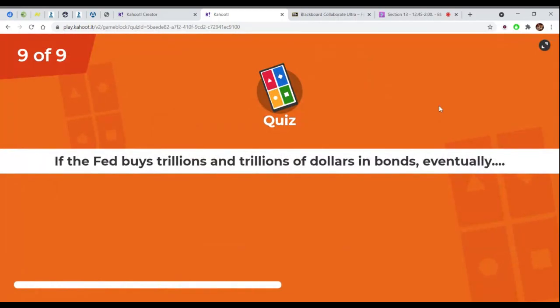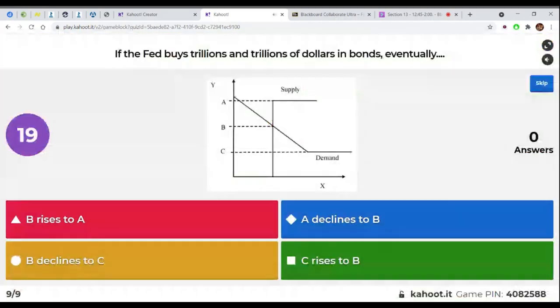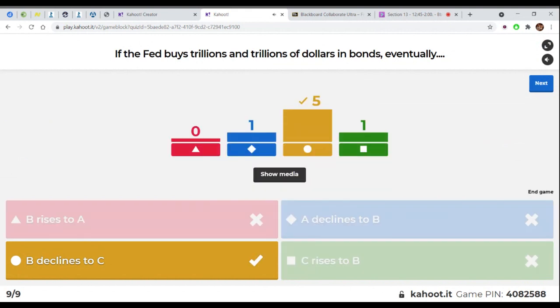And last of all, if the Fed buys trillions and trillions of dollars in bonds, eventually what will happen? Does B rise? Does B decline? Does A decline, or does C rise? Good. B declines to C, correct.